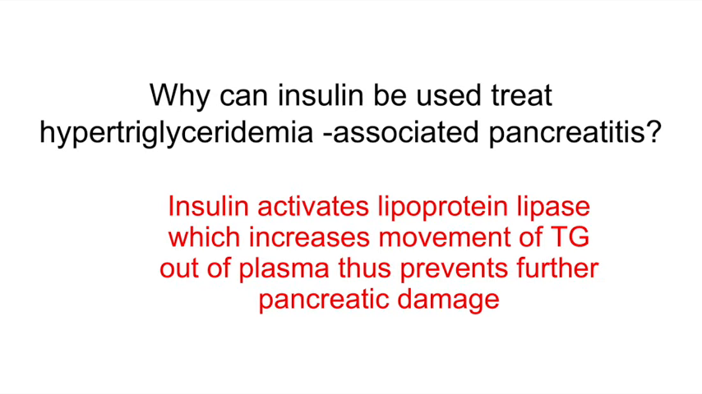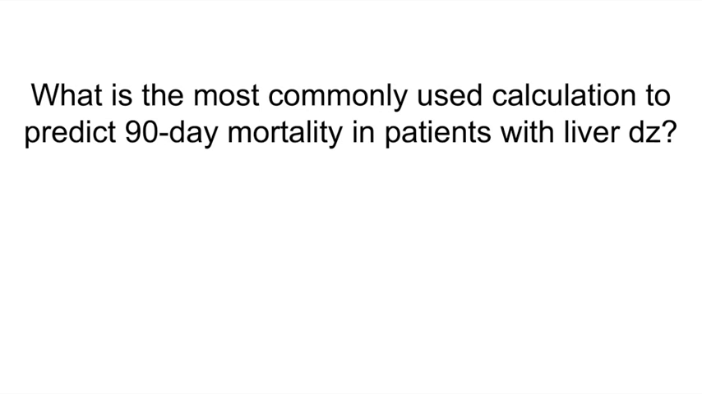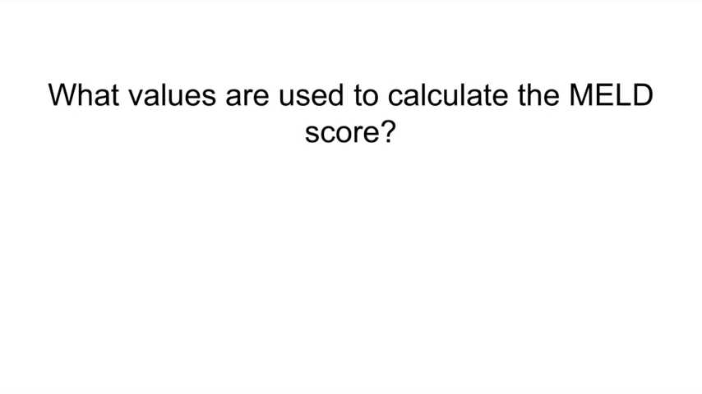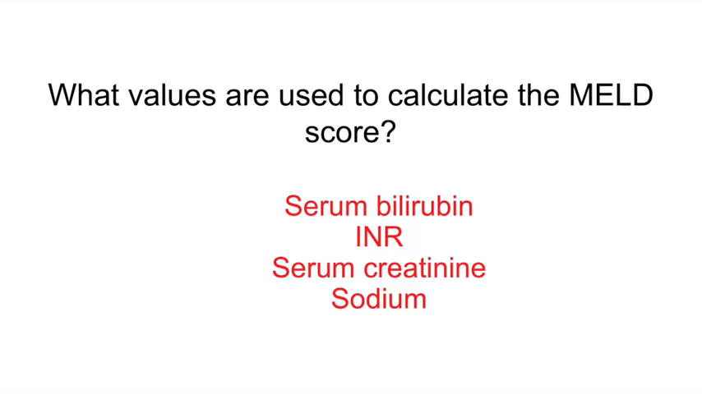What is the most commonly used calculation to predict 90-day mortality in patients with liver disease? Model for end-stage liver disease, or MELD. What values are used to calculate the MELD score? Serum bilirubin, INR, serum creatinine, sodium.